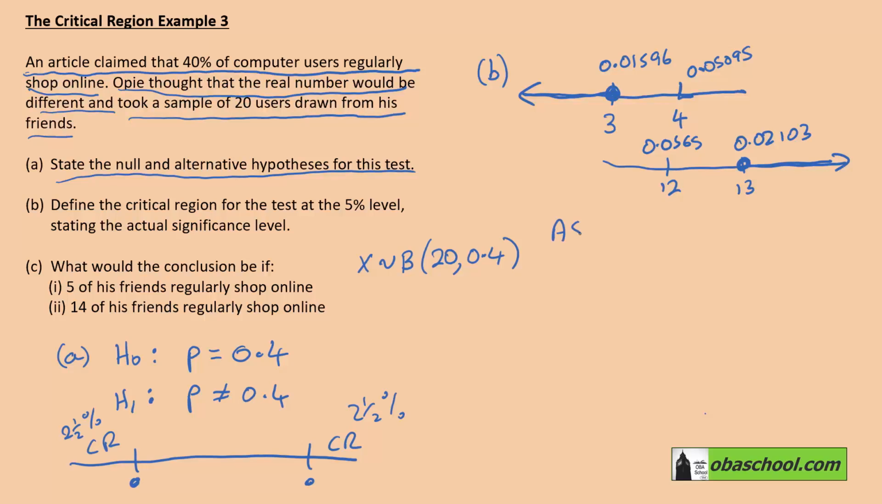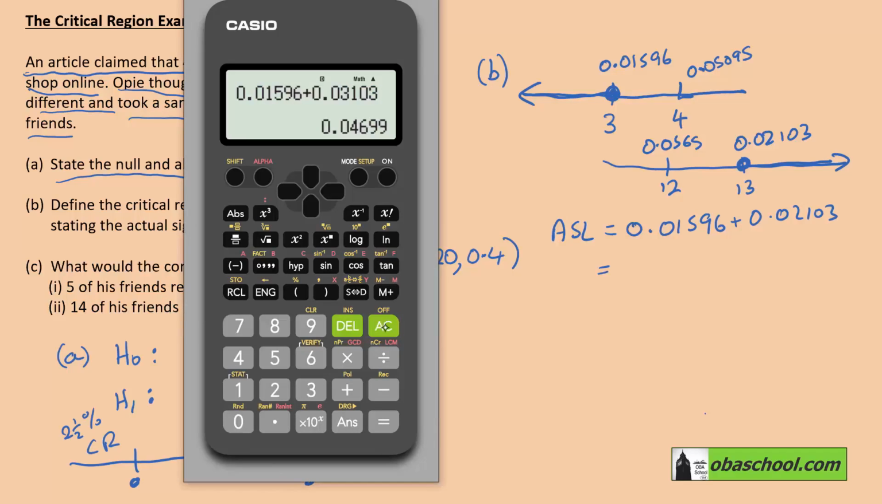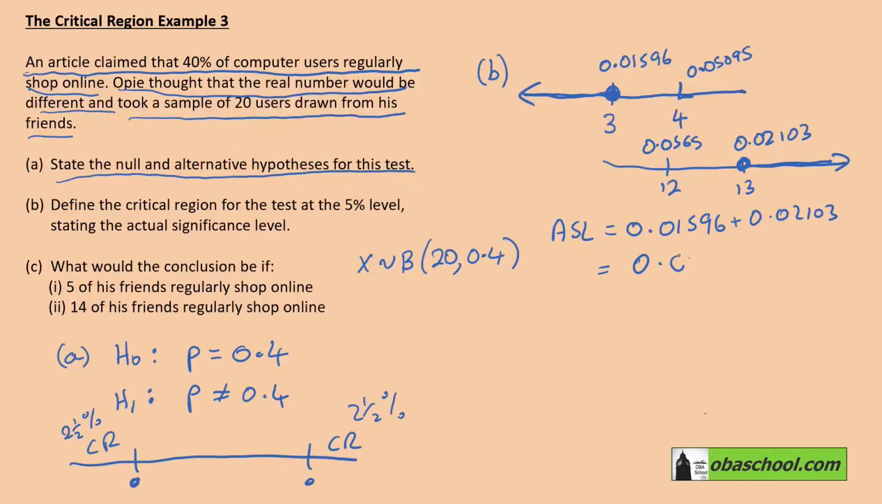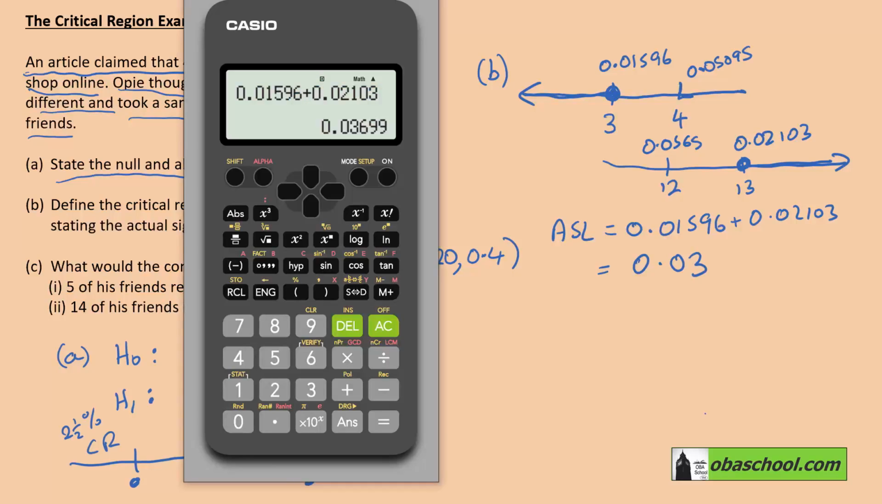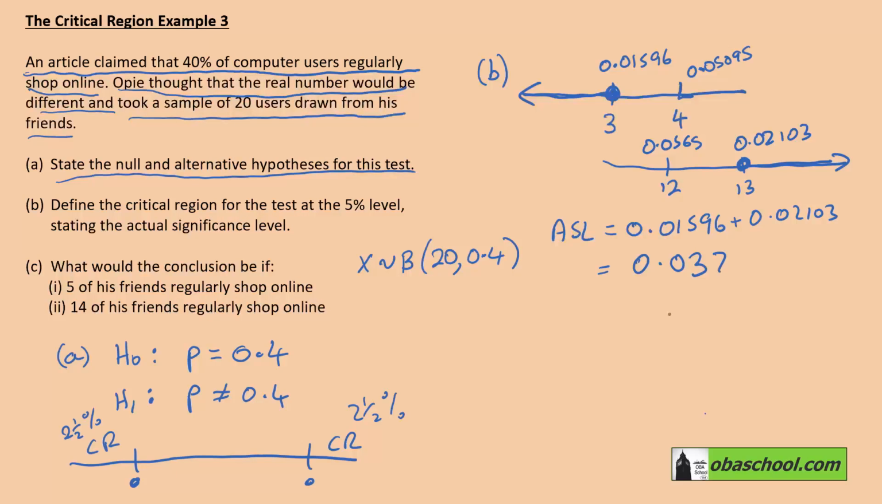The actual significance level for the test would be 0.01596, add 0.02103, and we can add those together. So we've got 0.037. So the actual significance level here is 3.7%.